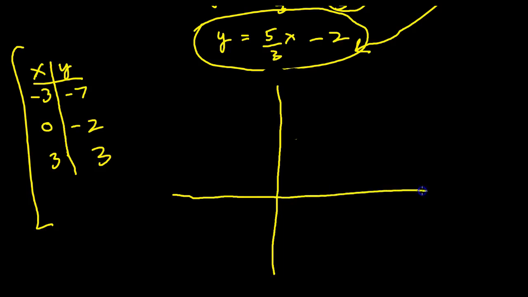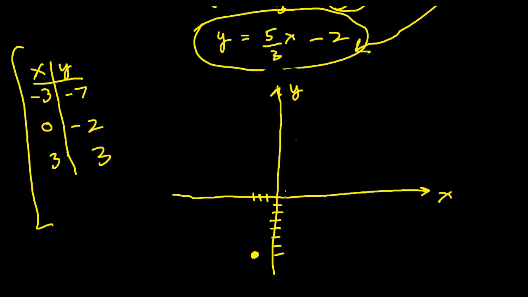Y-axis, x-axis. All right, when x is minus 3, y is negative 7. 1, 2, 3. Negative 7. 1, 2, 3, 4, 5, 6, 7. Puts me about here.